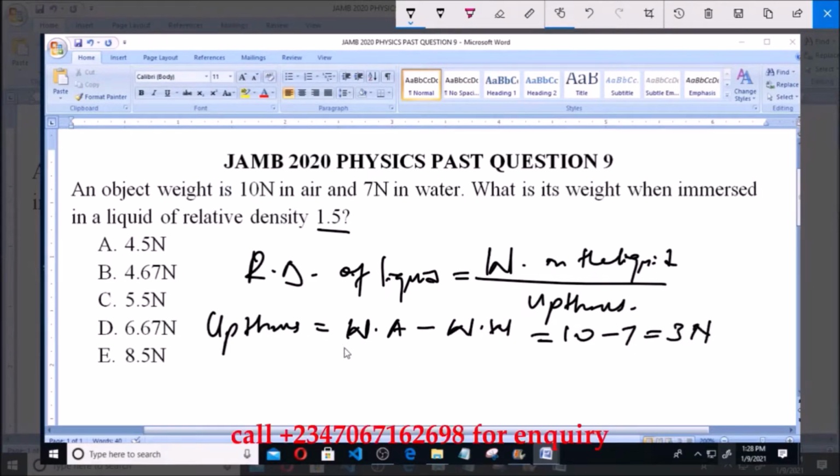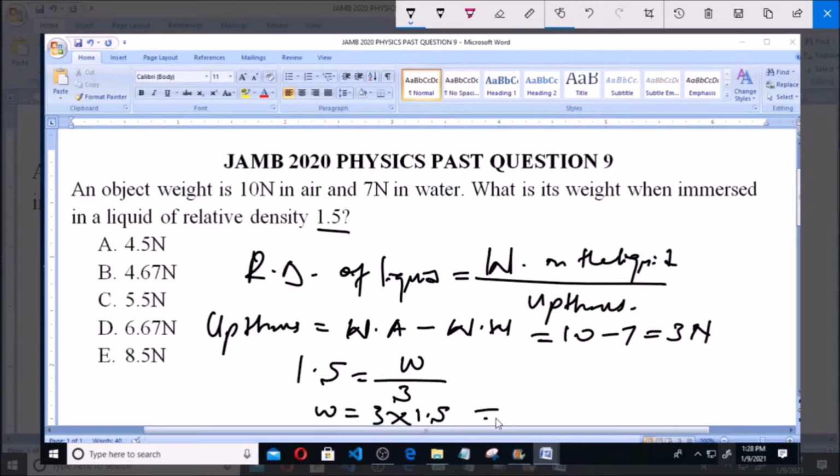Then we can say that the relative density of the liquid, which is 1.5, is equal to the weight of the object in the liquid, which is what we're looking for, let's call it W, all over the upthrust, which is equal to 3. That means W is equal to 3 times 1.5, which is equal to 4.5 Newton. So the weight of the object in the fluid is 4.5 Newton, and that is option A.